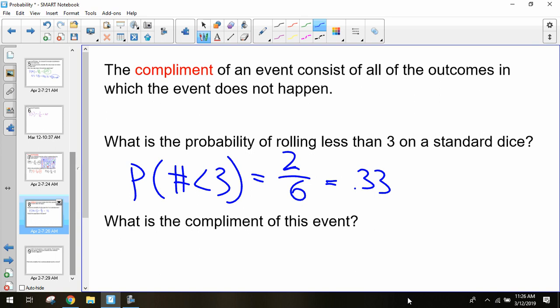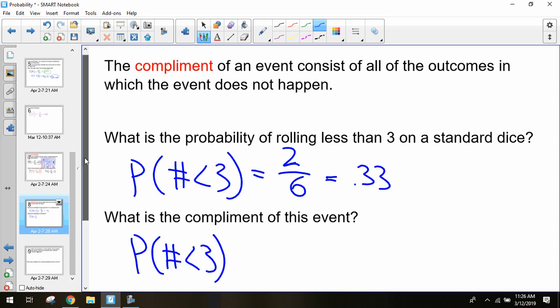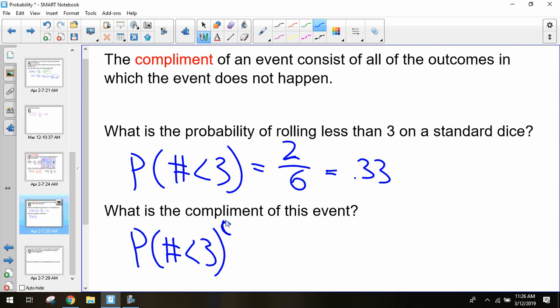The complement of this event, what's the probability of rolling less than a 3? Whenever we talk about the complement, we always put a big C or a little c at the top to show us the complement. So it's the probability of rolling less than 3, but it's the complement of that. It's the probability of not rolling less than 3. And so what we do for this is we think, what are all the numbers that you could roll that's not less than 3? That's 3 or greater. So I have a 3, a 4, a 5, or 6.